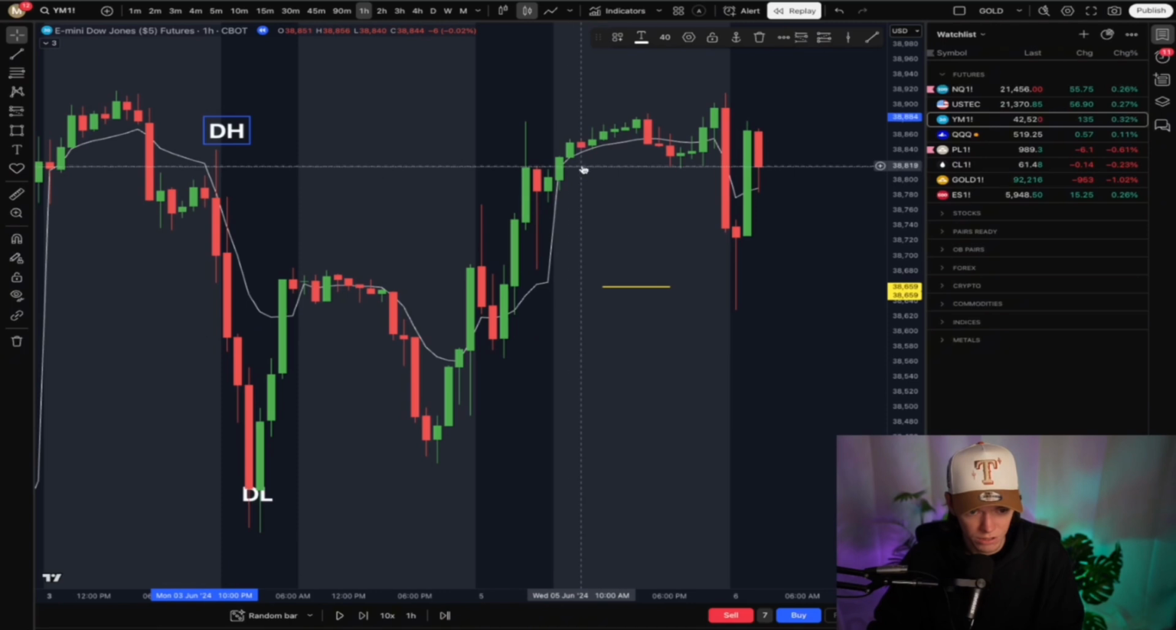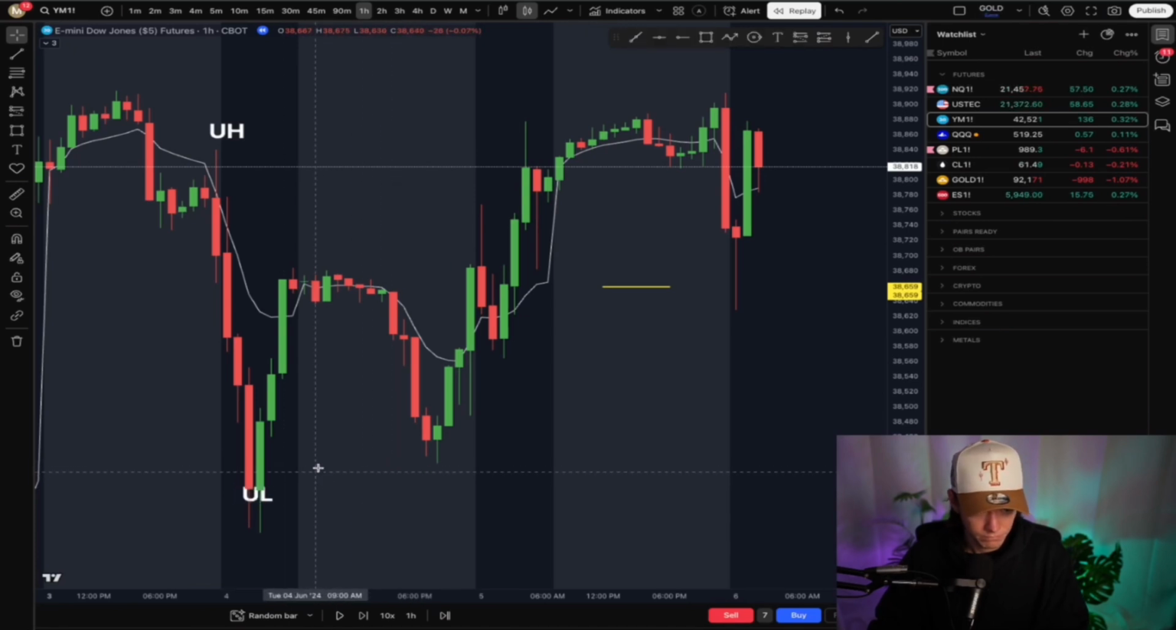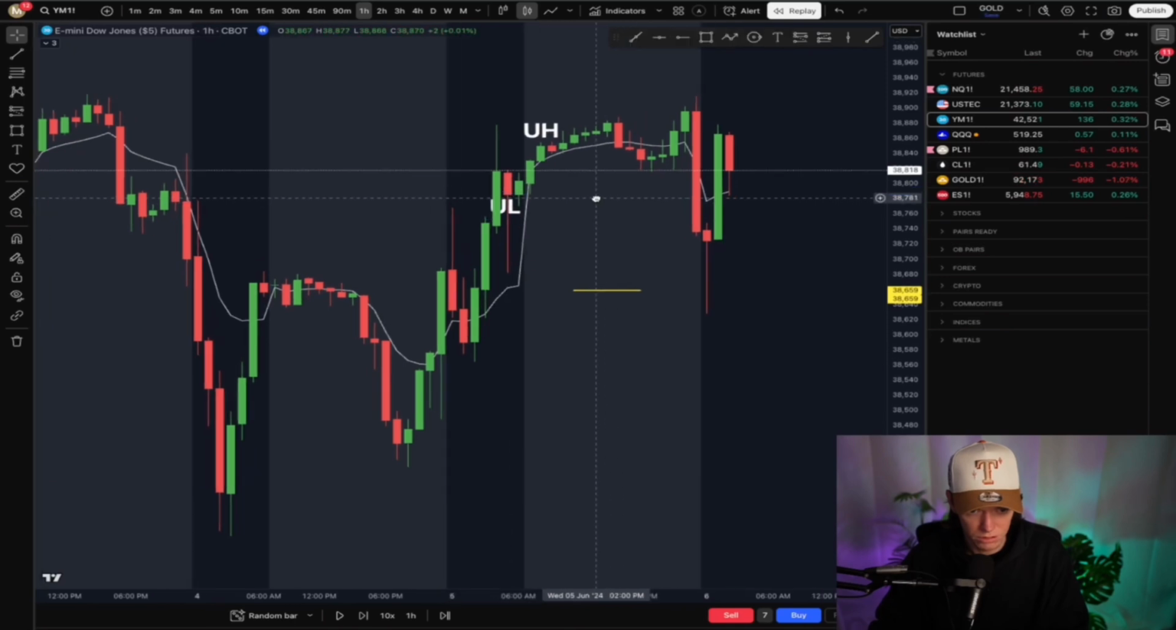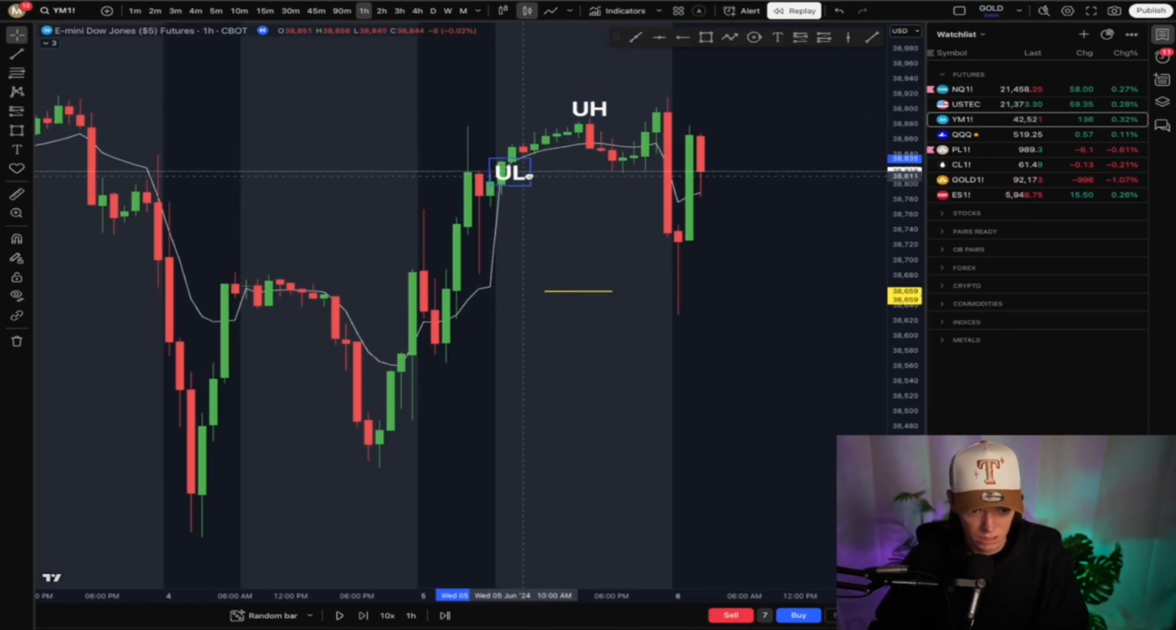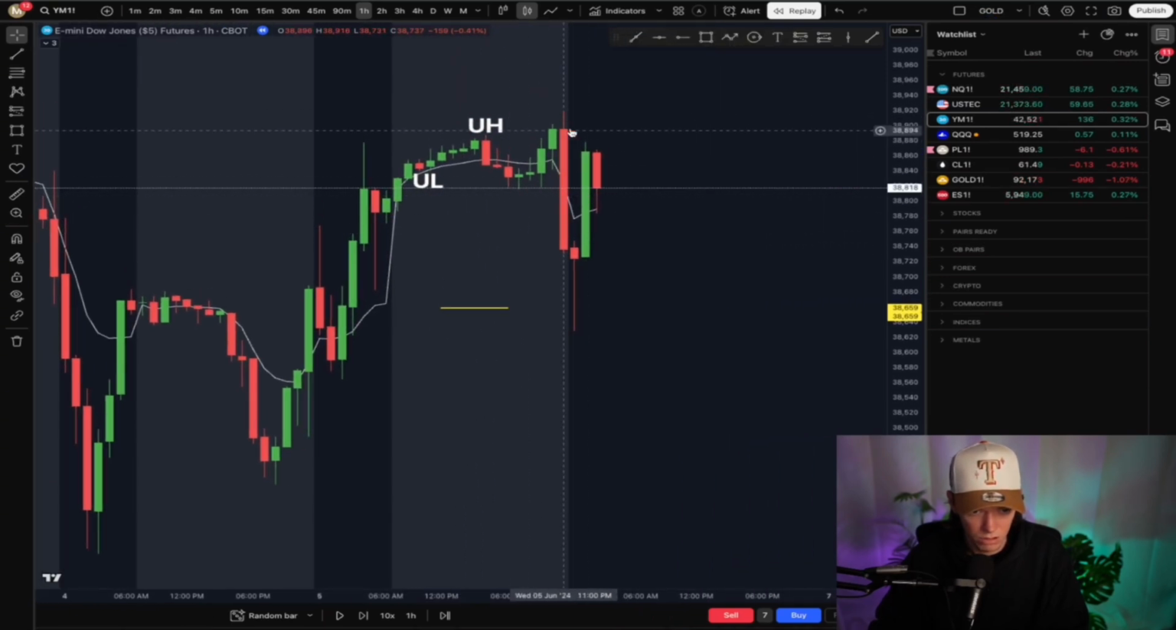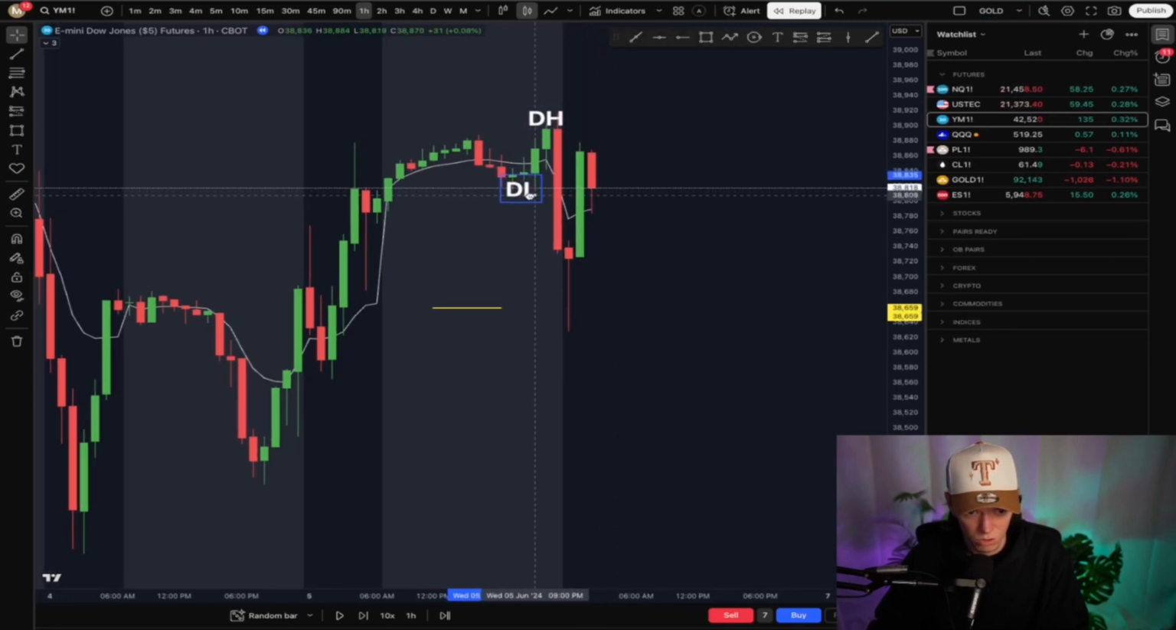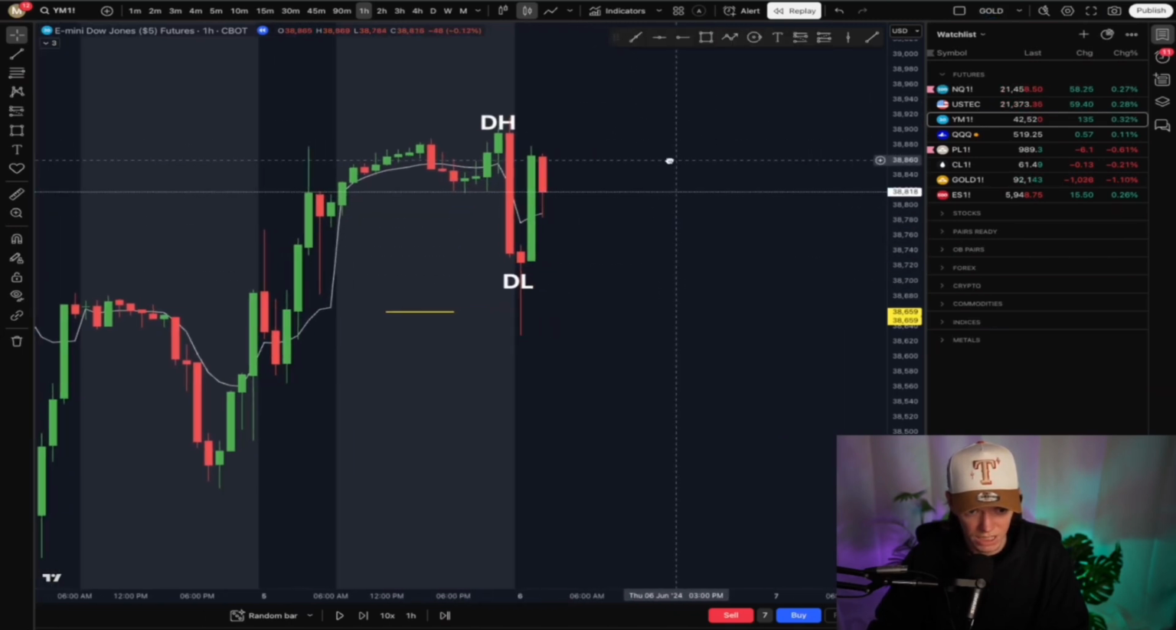That level gets broken with this candle. So this is now an uptrend. We've got our uptrend high, uptrend low, uptrend high, uptrend low, uptrend high, uptrend low, and then we have a reversal again. So now we're in a downtrend. Downtrend low, downtrend high.